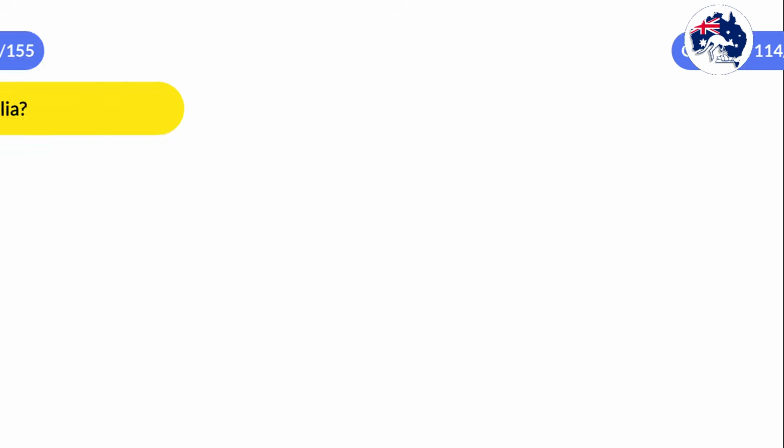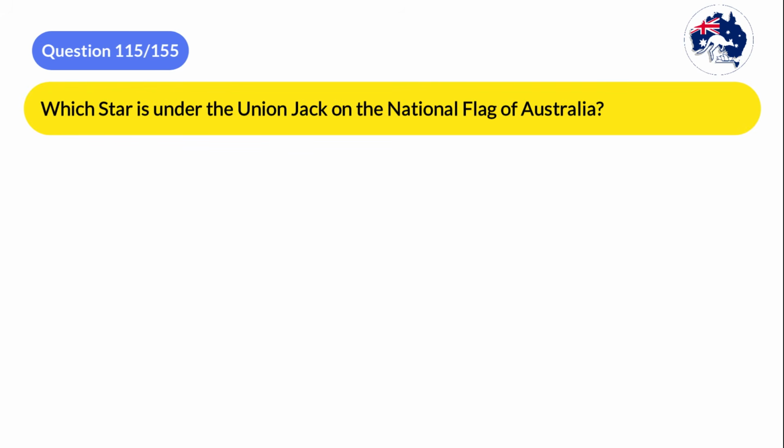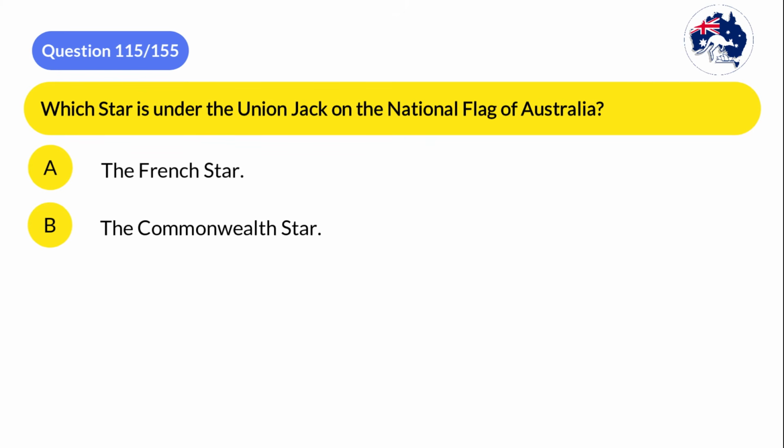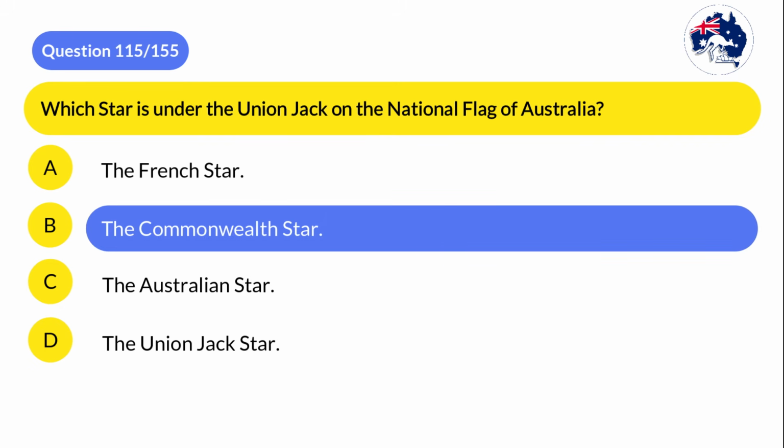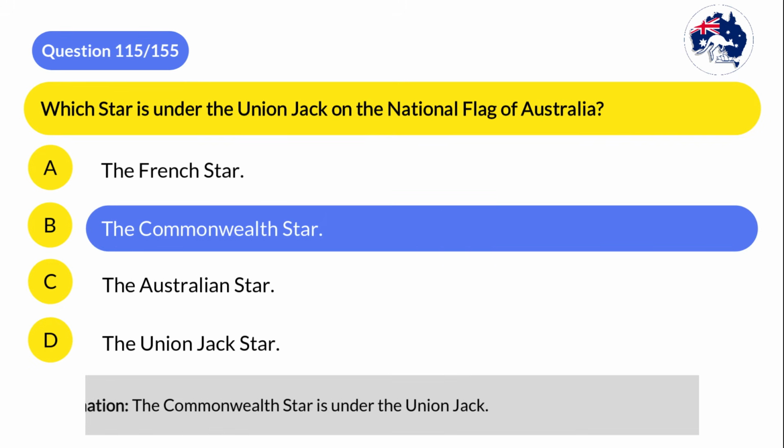Question 115. Which star is under the Union Jack on the national flag of Australia? A. The French star. B. The Commonwealth star. C. The Australian star. D. The Union Jack star. The correct answer is B. The Commonwealth star. Explanation: the Commonwealth star is under the Union Jack.